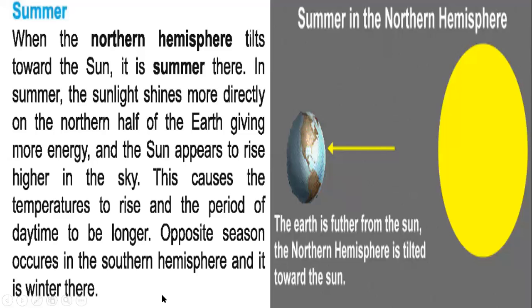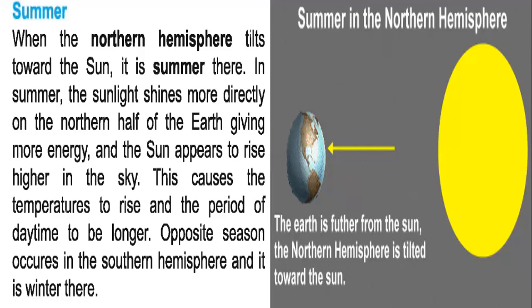Have a look. What happens during the summer? The northern hemisphere is tilted toward the sun, and that is why on that particular hemisphere, at that time, the season is known as summer. So when the northern hemisphere tilts towards the sun, it is summer there.